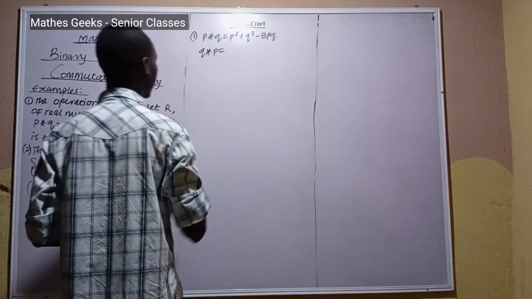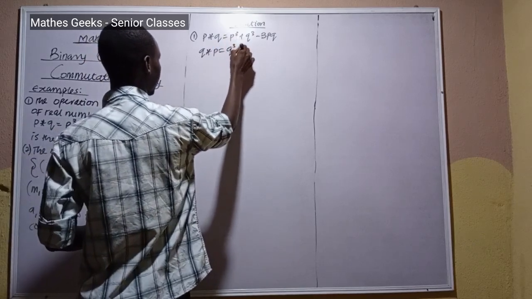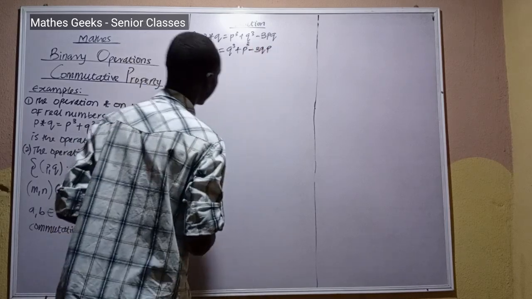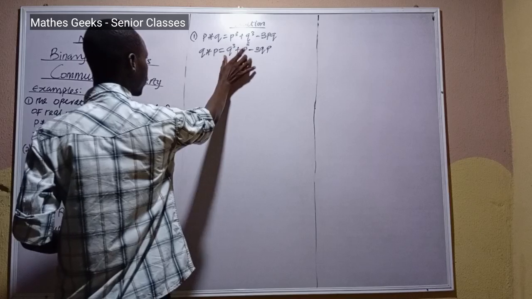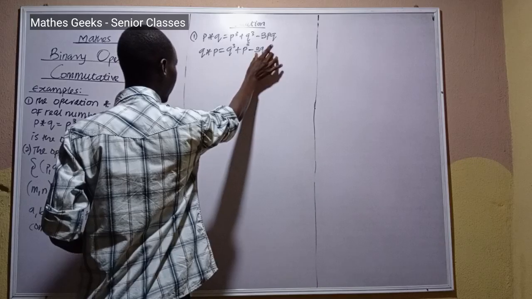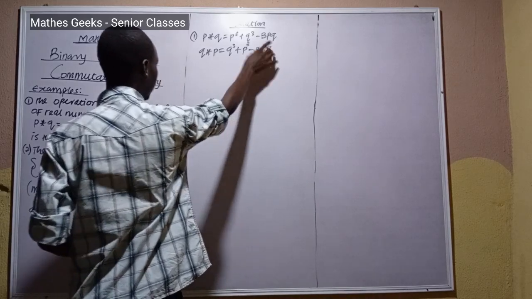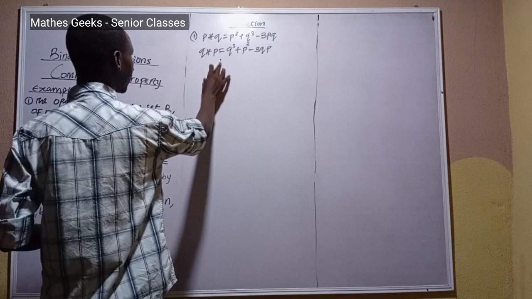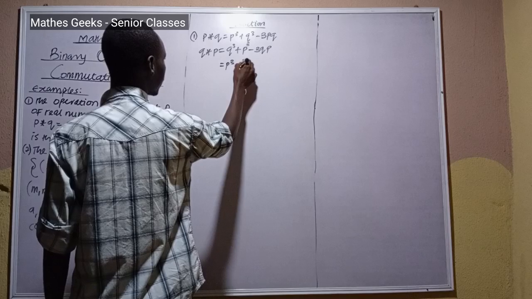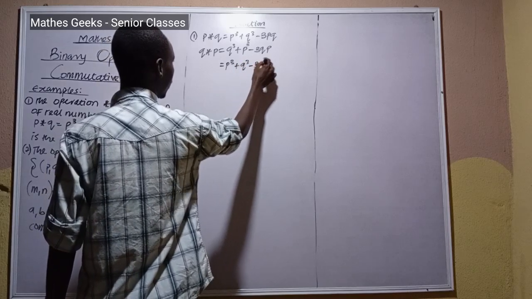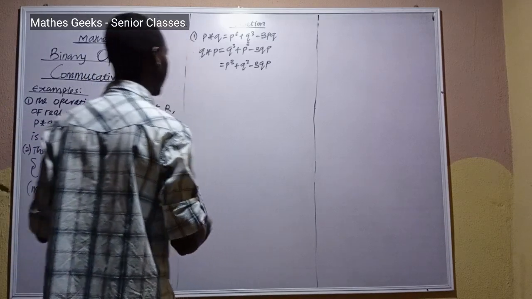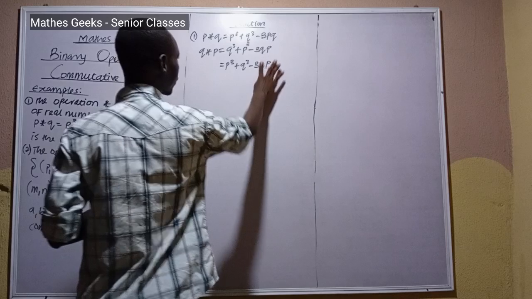So for Q star P, our Q will come first. That would be Q to the power 3 + P to the power 3 - 3QP. So is it the same? This part is addition, which is commutative. This part is multiplication, which is commutative. Generally, you can say Q star P is equal to, if you arrange it, P to the power 3 + Q to the power 3 - 3QP. So we follow the alphabetical order. In alphabetical order, P comes before Q. So PQ.